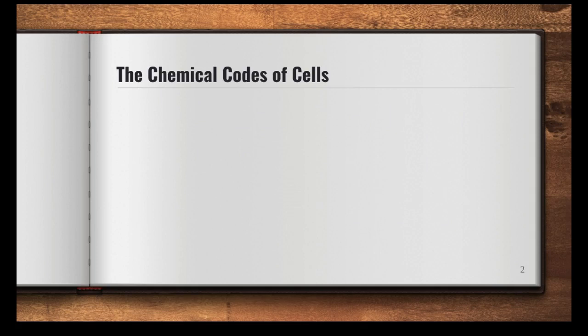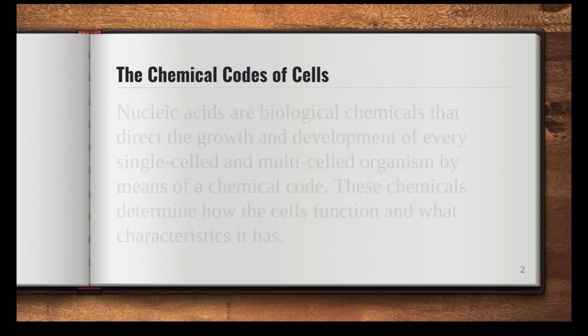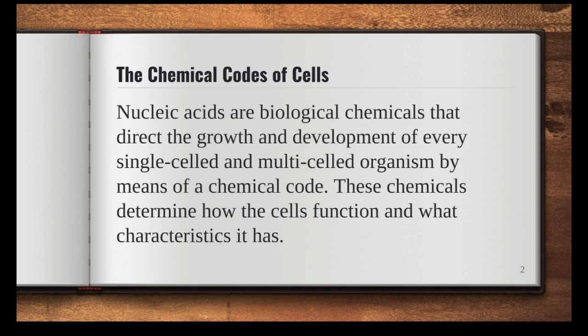So just to review some concepts that you would have learned in Bio 20, talking about the chemical codes of cells. Nucleic acids, which are the fancy name for DNA, are biological chemicals that direct growth and development of every single-celled and multi-celled organism by means of a chemical code. These chemicals determine how the cells function and what characteristics it has. So these are basically determining the sequence of DNA that an organism has.